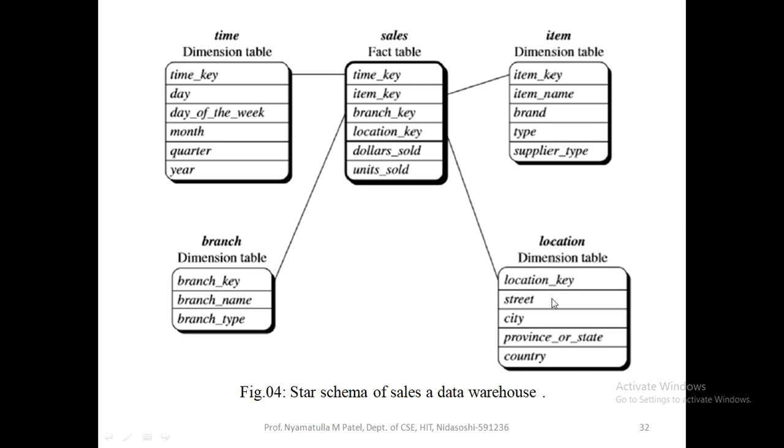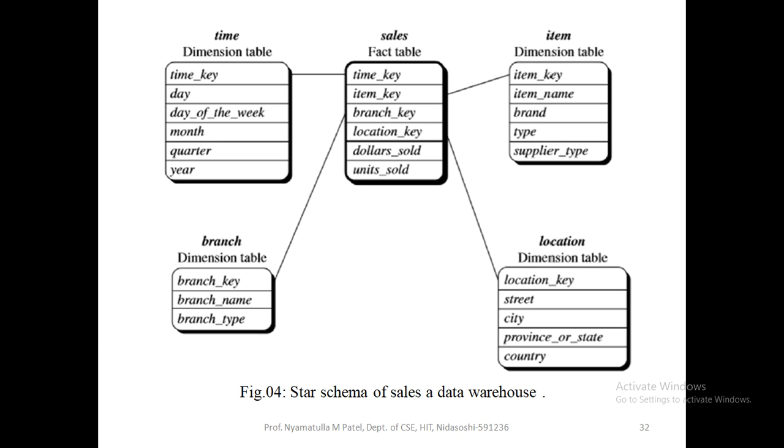To access a branch, I require a branch key, and to access location, I require a location key. And all these are part of the fact table. Now we have 2 measures. Along with the time key, item key, branch key and location key, we have 2 more measures called dollars sold and units sold. This will give you how many dollars of sales happened during a particular time, and how many units are sold during a particular month, year, week or day.